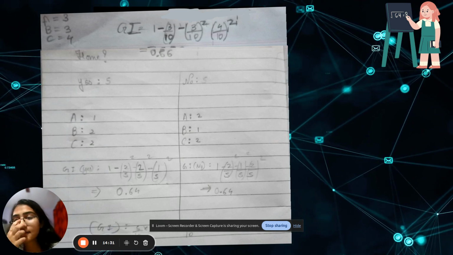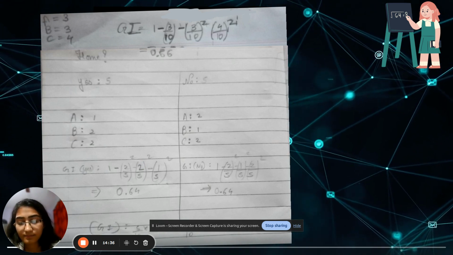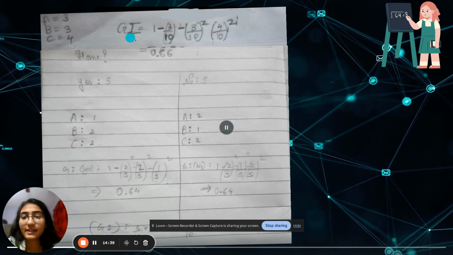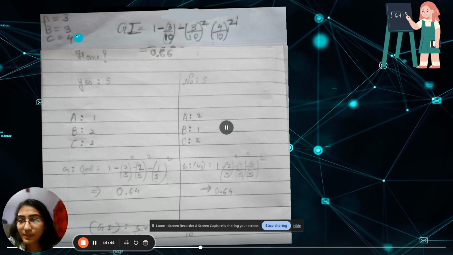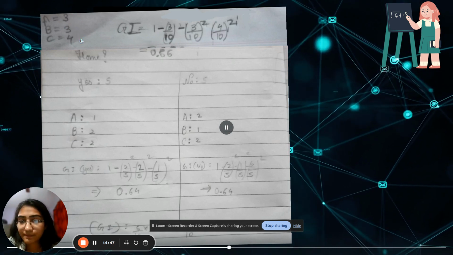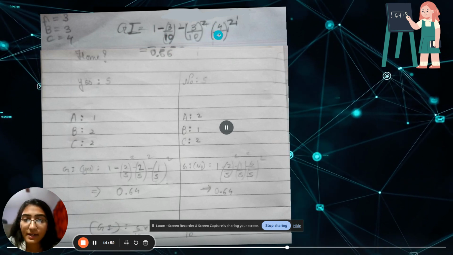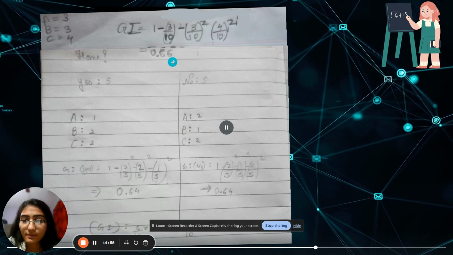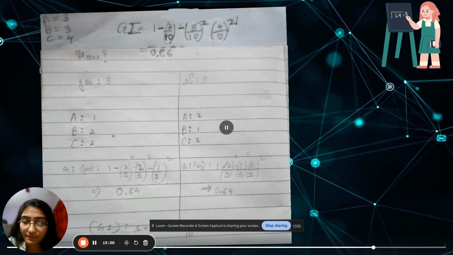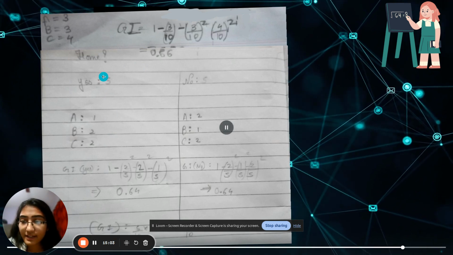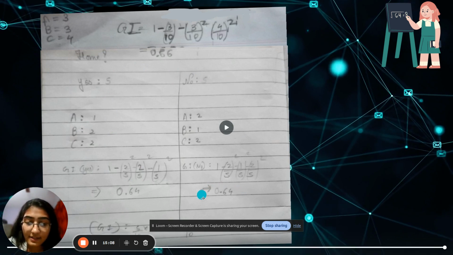So Gini index formula is 1 minus summation of pi square. There are three risk class A, B, C, and A is equal to 3, B is equal to 3, C is equal to 4. So we will find out Gini index 1 minus 3 by 10 squared, 3 by 10 squared, 4 by 10 squared, and this we will get 0.66. And for each attribute again we will find out Gini index. Gini index for yes will be 0.64. Gini index for no we will get 0.64.